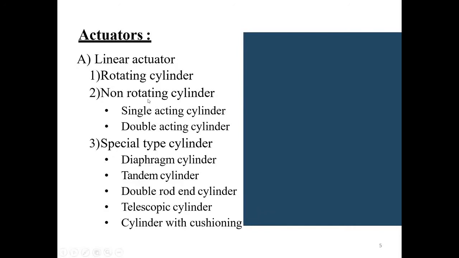The second type is non-rotating cylinder. It again has two types, single acting cylinder and double acting cylinder. If only a single port is present for the entry and exit of oil, and this oil is present only on one side of the piston, then we name it a single acting cylinder. And when two separate ports are present for entry and exit of oil, and oil is present on both sides of the piston, then we name it a double acting cylinder. I already showed you single acting and double acting cylinders in the previous video.